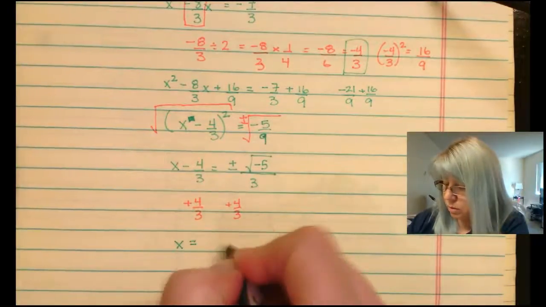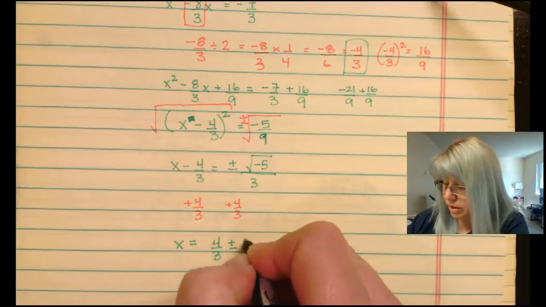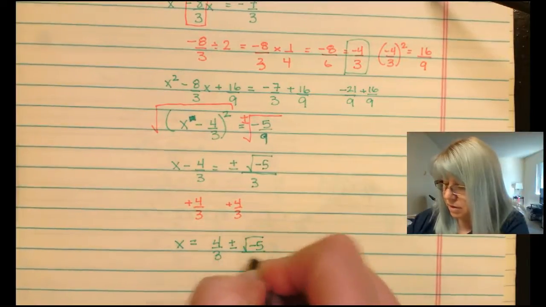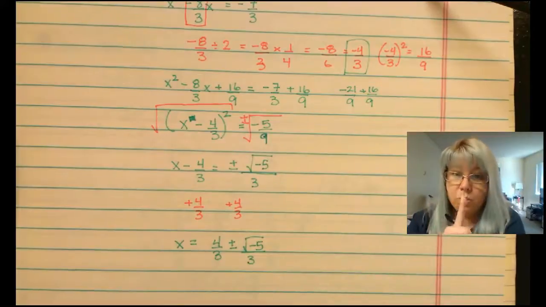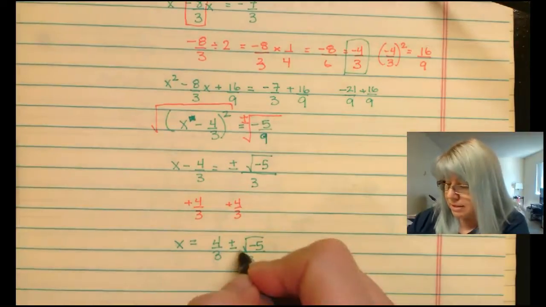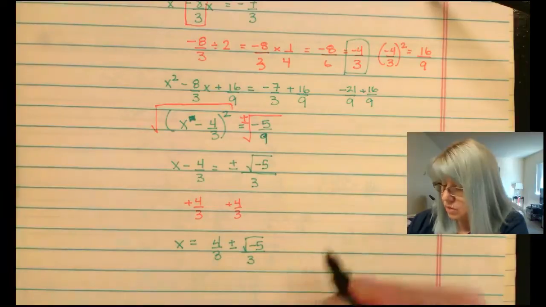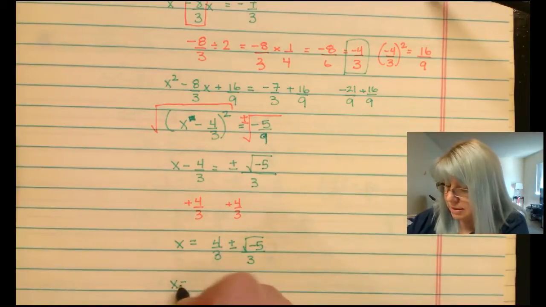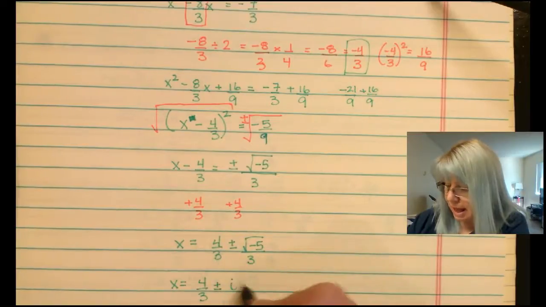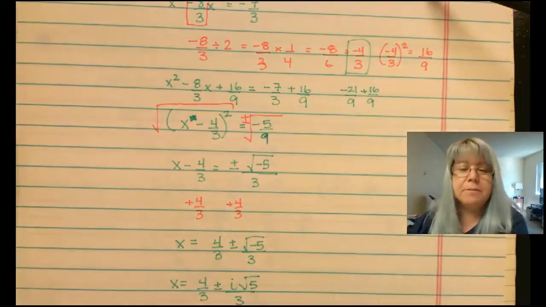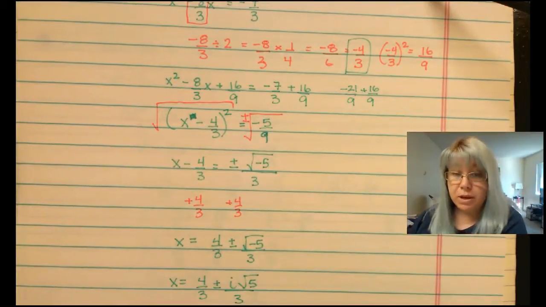X equals 4/3 plus or minus the square root of negative 5/3. There's one more step before breaking this apart. The square root of negative 5 is really I square root of 5, so x equals 4/3 plus or minus I square root of 5 over 3. Now we can break it apart.